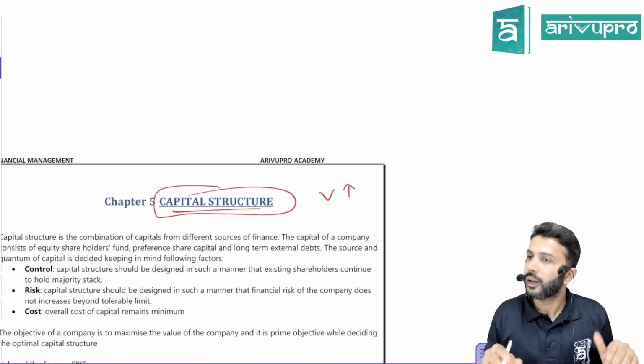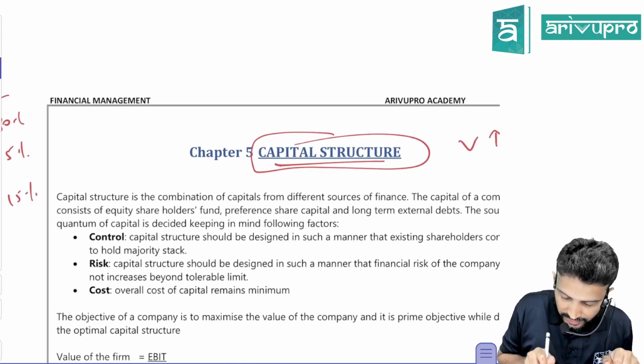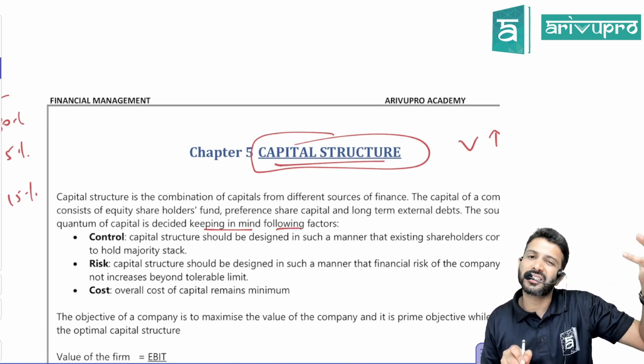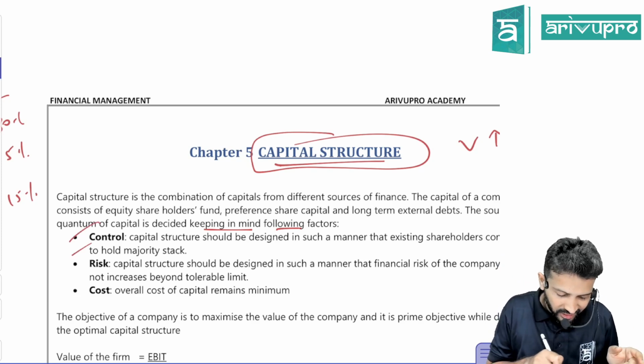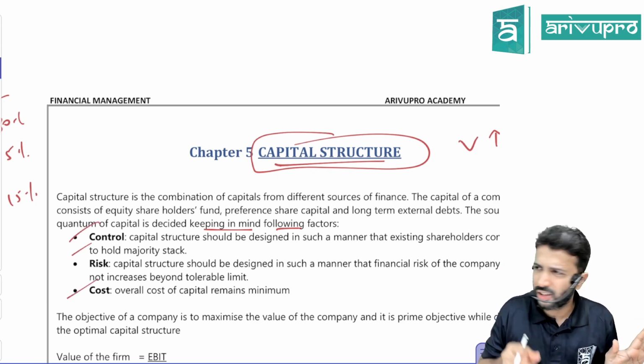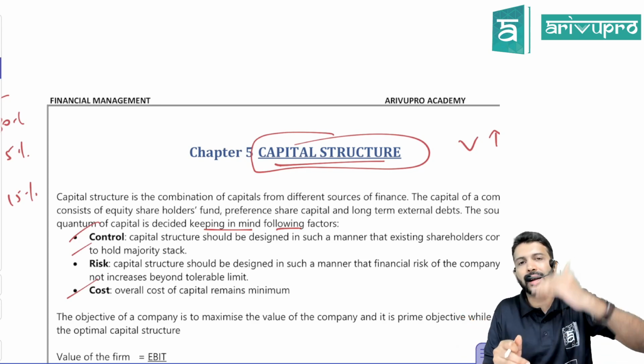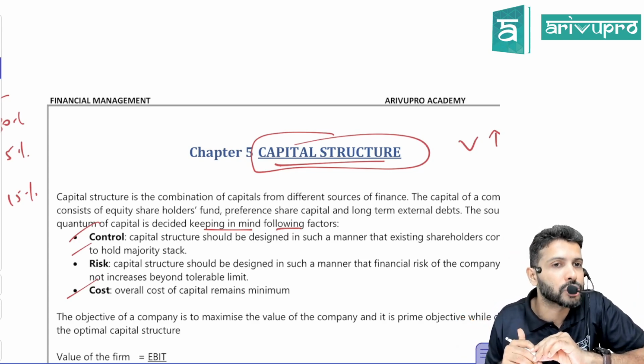How do you select the source of finance? You already know this. We discussed it in chapter number 1 itself: RCC, as in risk, cost and control. This we already know, right? You want me to go through this again, or that's fine? That's fine. So based on these parameters, you will decide which source of finance ideally you should go for.